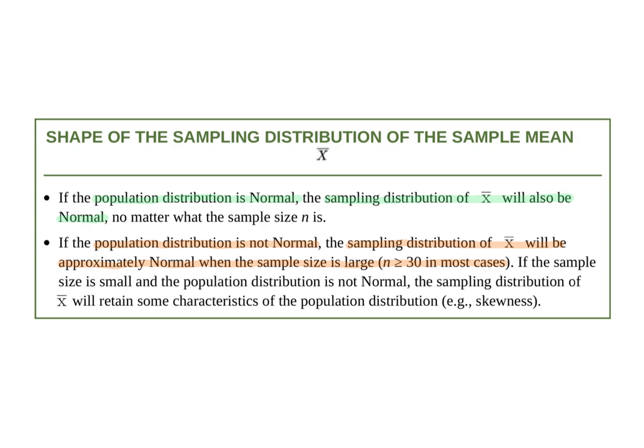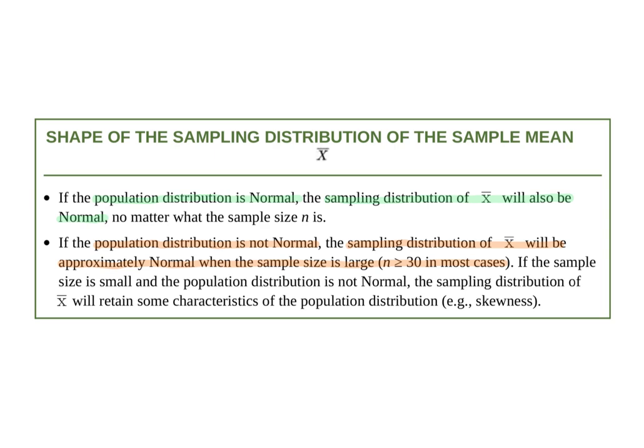So that can be summed up into these few sentences that we have here. So it's about the shape of the sampling distribution of the sample mean, which is the whole point of this video. So the first point is that, like we said before, if the population is normal with a capital N, then the sampling distribution is also going to be normal, also with a capital N. But if the population is not normal, the sampling distribution of our sample means, X bar, will be approximately normal when the sample size is large. So that's when n is greater than or equal to 30.